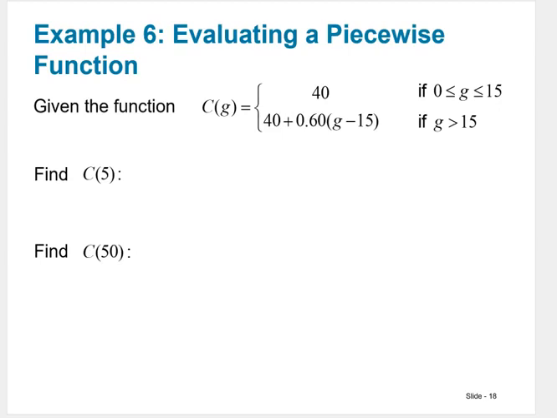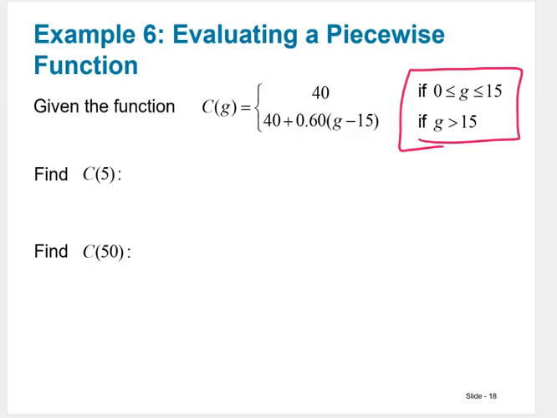So this Frankenstein function they call c of g. It's equal to 40, so it's a constant function, if your g values are between 0 and 15, including 0 and 15. But if it's any g greater than 15, you're going to use this function instead. So you have to pay really close attention to your domain values over here. They're really critical.